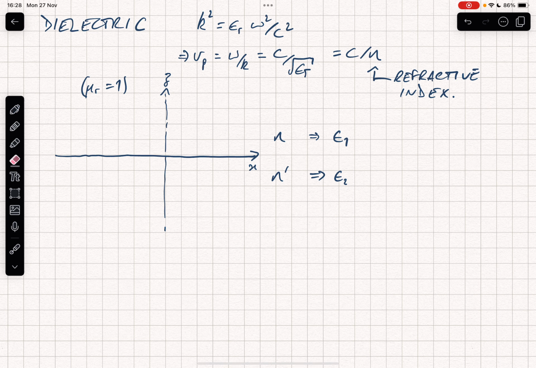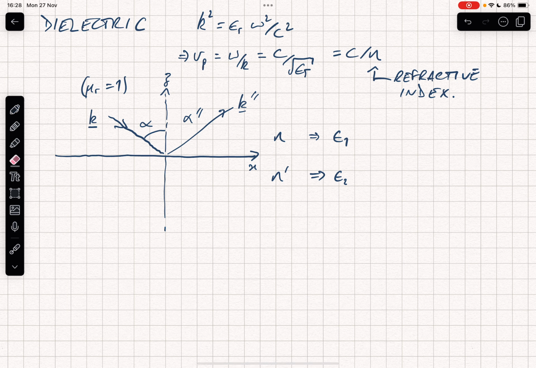Let me draw that again. You have an incoming wave here with wave vector k, and an incident angle, that's an angle defined relative to the normal, of alpha. We'd assume we have an outgoing wave, a reflected wave, with wave vector k double prime and angle alpha double prime.